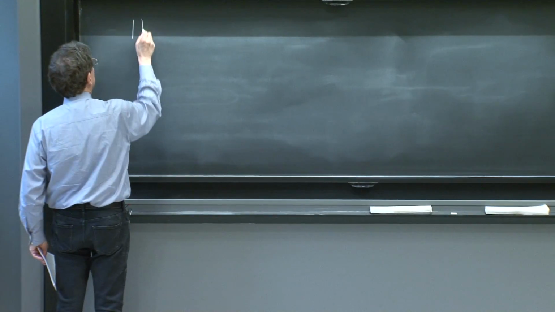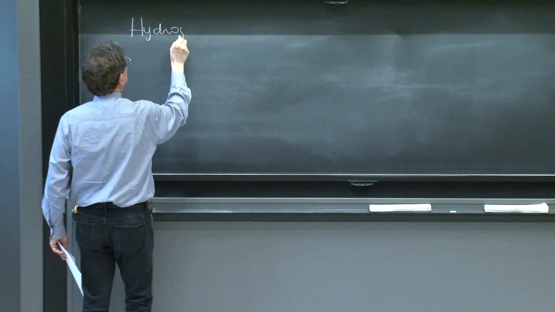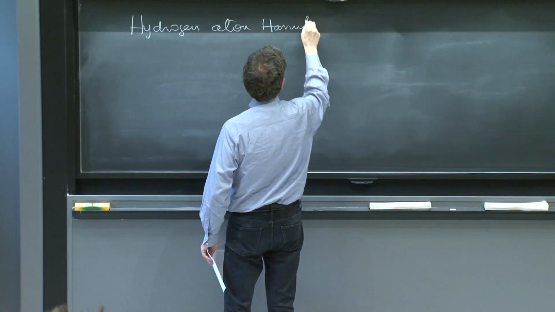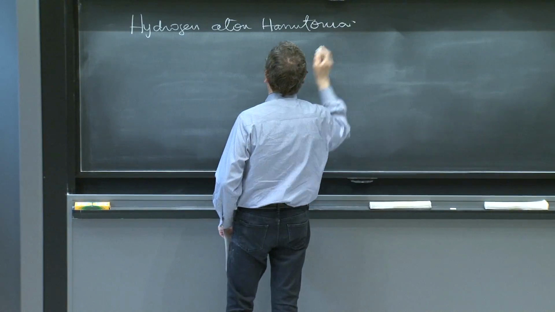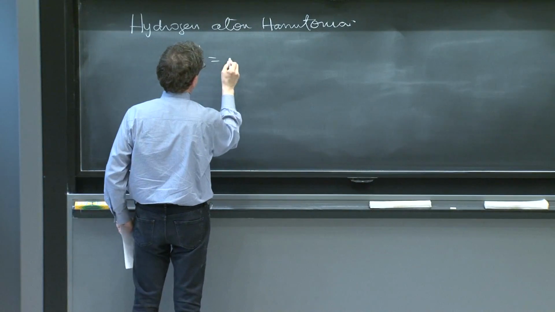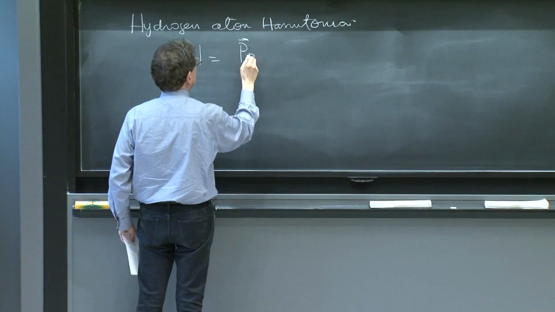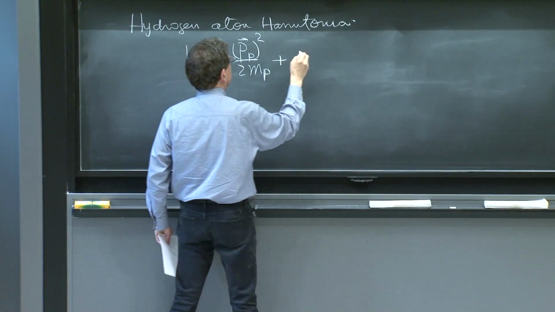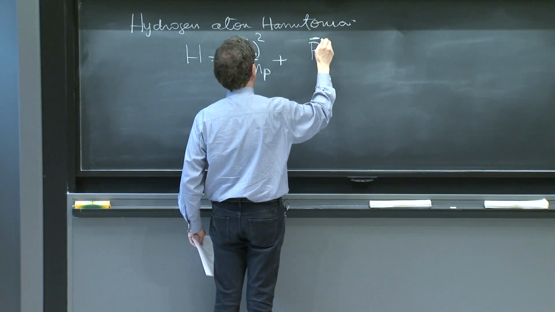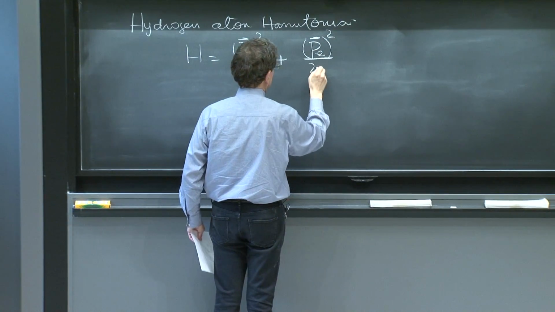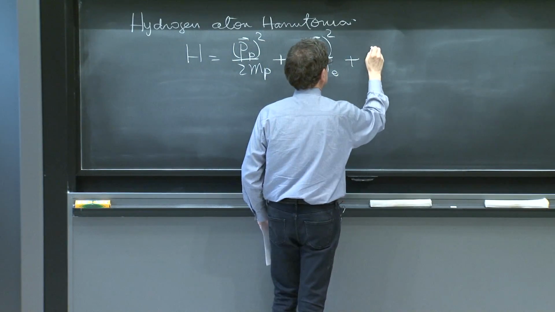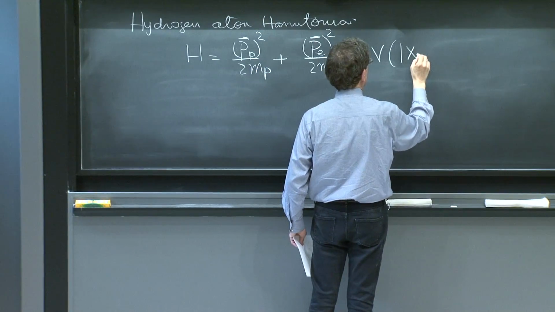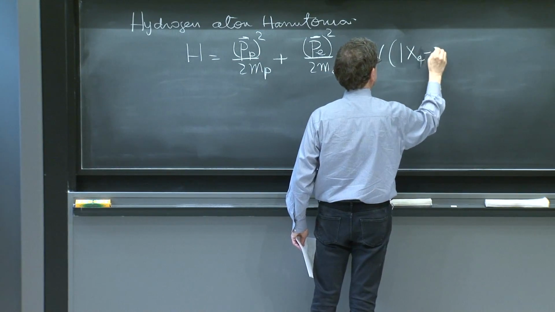We had the hydrogen atom Hamiltonian. And that was given by the kinetic operator for the proton plus the kinetic operator for the electron plus the potential, which was a function of the distance between the proton and the electron.